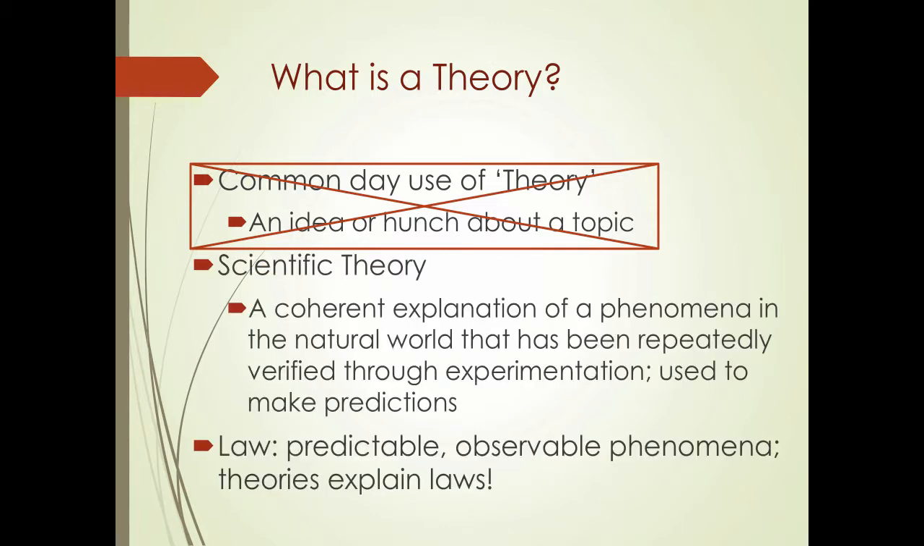A scientific theory is a coherent explanation for a phenomenon in the natural world that has been repeatedly verified through experimentation, and it's used to make predictions. This is different from a law, which is a predictable, observable phenomenon that a theory explains.